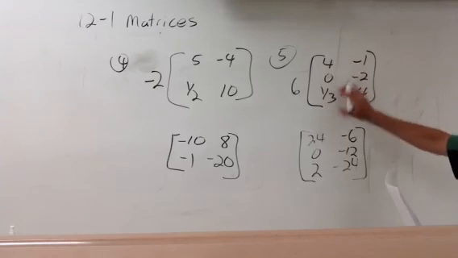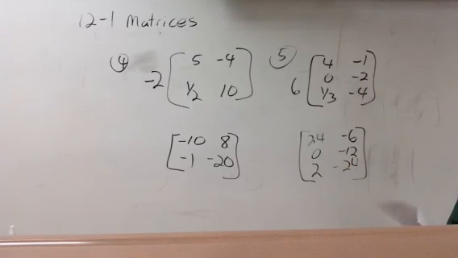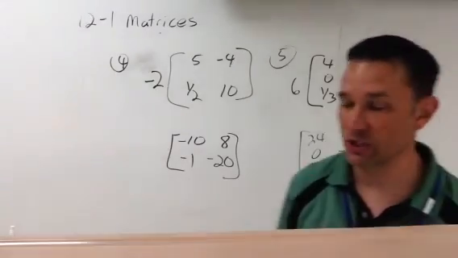Again, we start with a 3 by 2 and we finish with a 3 by 2 when we're multiplying with scalar multiplication.